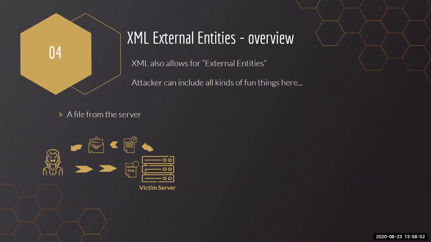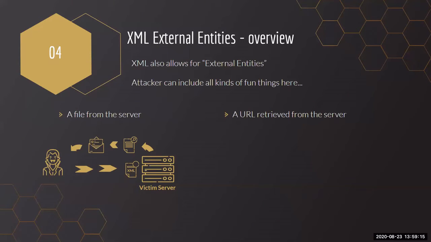Here's an example graphically. The attacker is shown as sort of a vampire, which is appropriate because he's siphoning something from the server. So he's sending a malicious XML document to the server and getting potentially secret files, emails. The possibilities are endless.